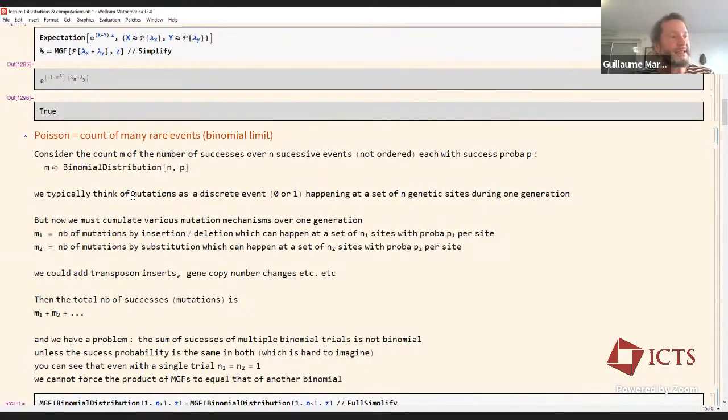But now the problem is that we have multiple mechanisms. We have indels, so insertions and deletions. We have codon substitutions.